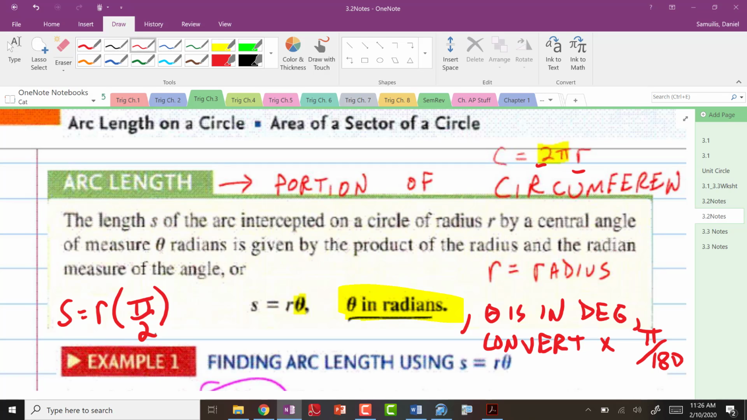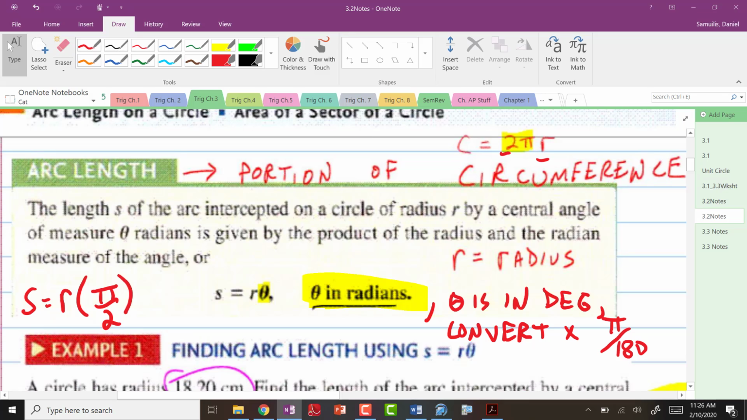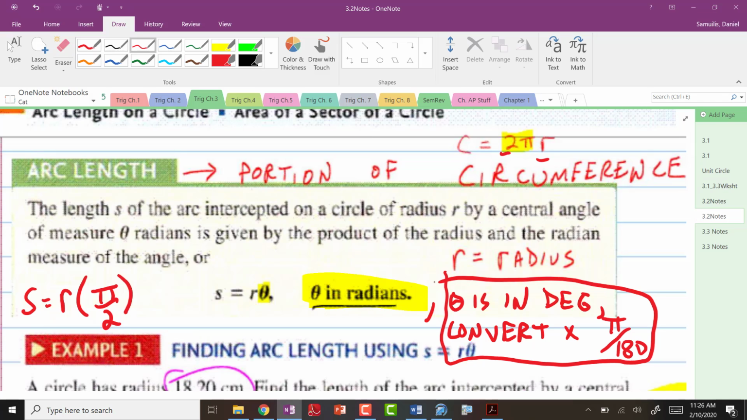All right, but that's the kicker right there. If theta is in degrees in a question, you must convert it to radians, and then you're good to go. There's another way of looking at this, but I'll wait till area questions, area of a sector, to show you probably your geometry formula you had back in the day.